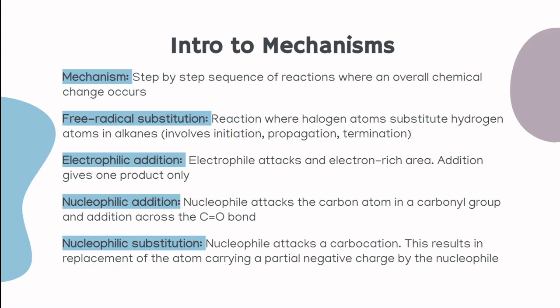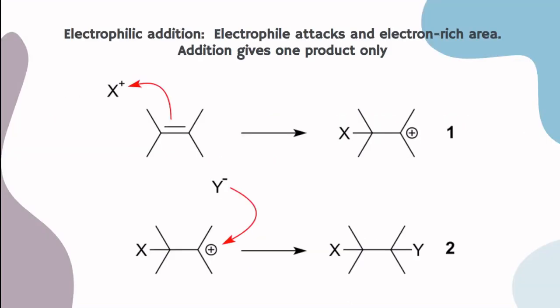And we also have nucleophilic addition, where a nucleophile attacks the carbon atom in a carbonyl group, and there's addition across the C=O double bond. And we also have nucleophilic substitution, where the nucleophile attacks a carbocation, which is a carbon with a positive charge because it lost another atom. This can be like a hydrogen, for example, lost it, and now it's a little too positive, wants to share one of those electrons. And this results in the replacement of an atom by the nucleophile carrying a partial negative charge. Oh, I did not realize I had examples.